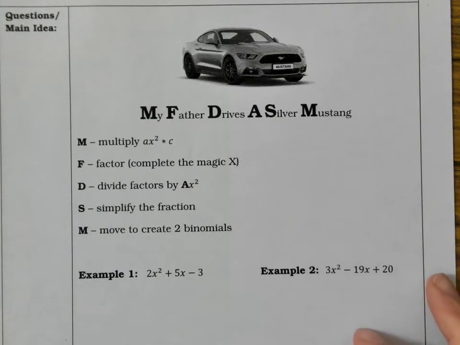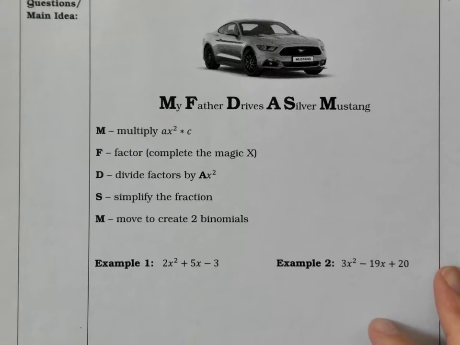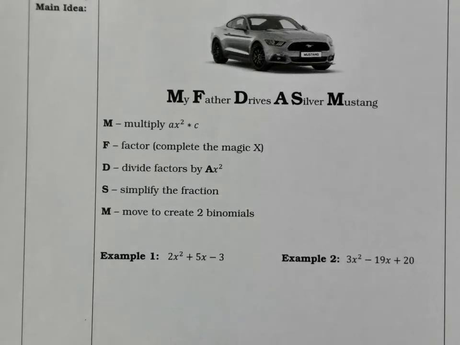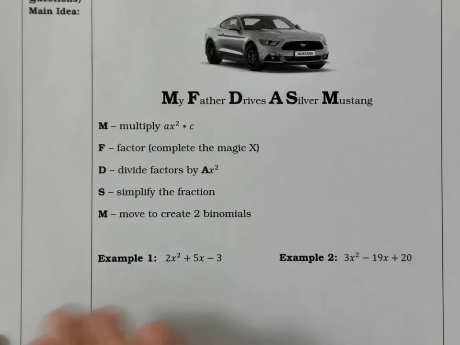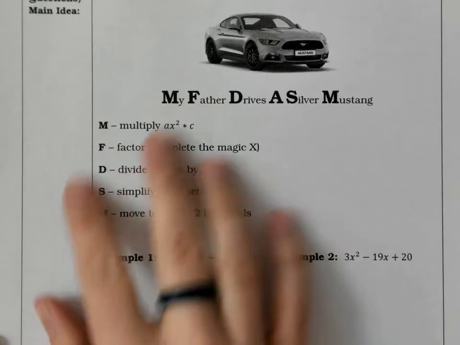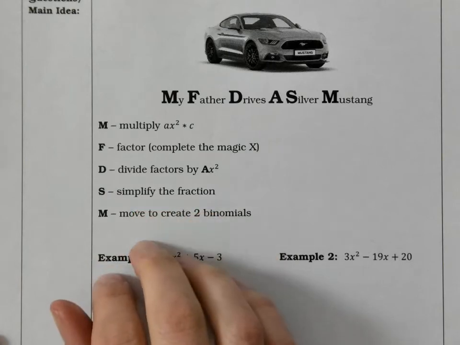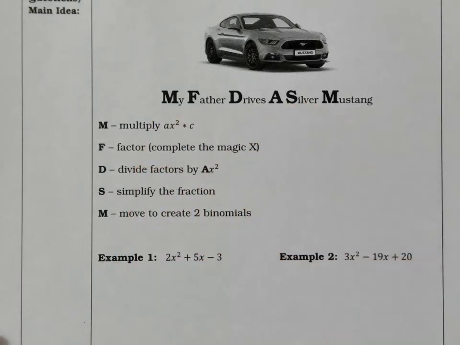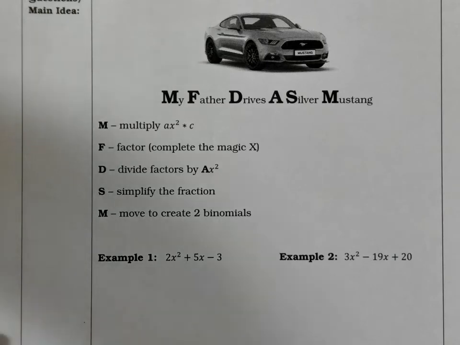All right, so we started talking about factoring, and we wanted to take a trinomial and turn it into two binomials, but we only filled in the magic x so far. And so this is the process for doing the whole thing. And I have a little thing here to help you remember the steps. It says, my father drives a silver Mustang. And each of these means something.